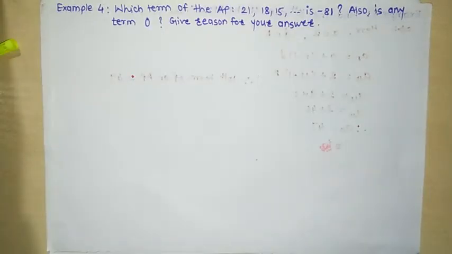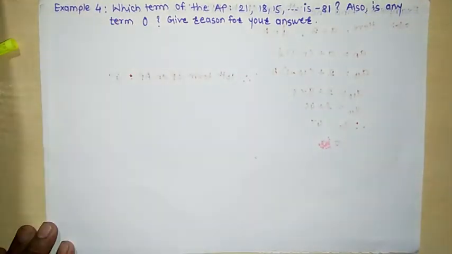Now we will see example number 4. In example number 4, which term of the AP 21, 18, 15, ... is minus 81? Also, is any term 0? Give reason for your answer. Now we will see the solution.